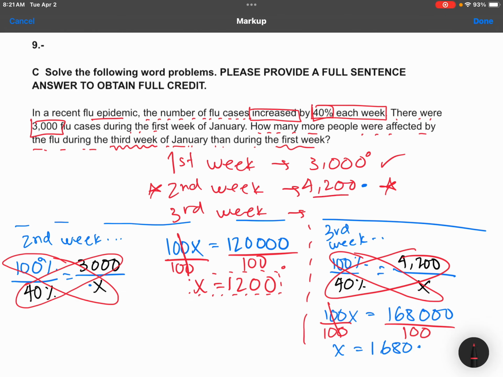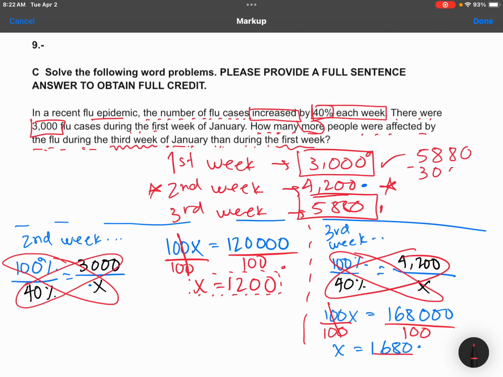If we add these two numbers, we get 5,880 people. Okay? And now the question is, how many more people were affected by the flu during the third week of January than the first week of January? Comparing this number with this number, how many more people are here than here? So I have to just subtract. I get 5,880 minus 3,000. Easy thing to do. We'll just get the following number.